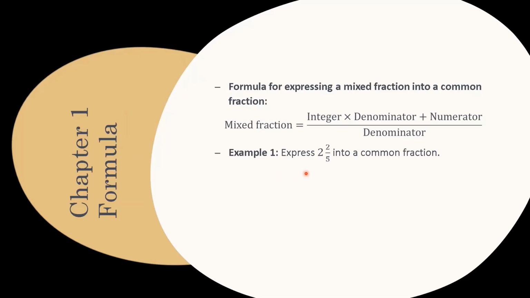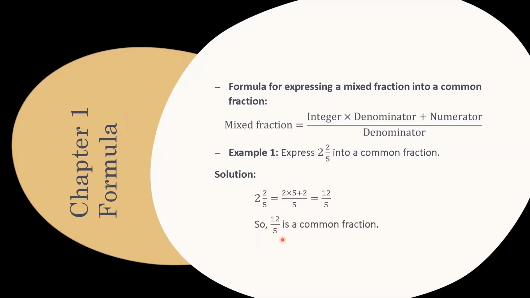Now, example 1: express 2 whole 2 divided by 5 as a common fraction. How can we do this? Let me show you. As you can see in the solution, from the formula, mixed fraction equals integer, that means the value of the integer, 2, multiplied by the denominator, 5, plus the numerator, which is 2, divided by the denominator. So 2 multiplied by 5 plus 2 is 10 plus 2, that is 12 divided by 5. So this is 2 whole 2 divided by 5 expressed as a common fraction.